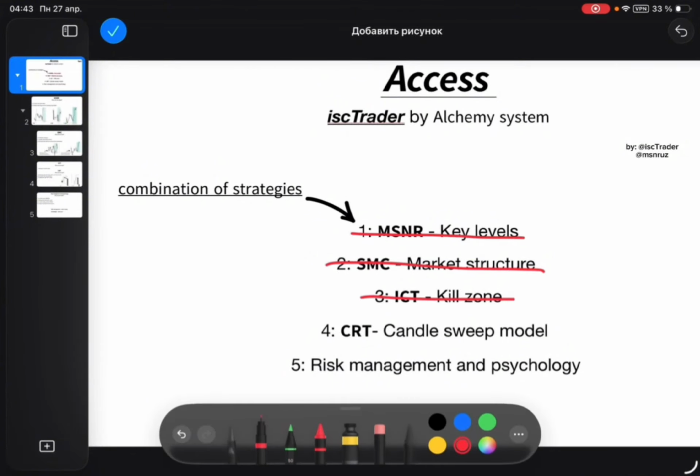The ICT kill zone topic is also finished. And the next topic is the CRT candle sweep model. Here, high probability means high win rate. High win rate, high risk reward. You will learn these.